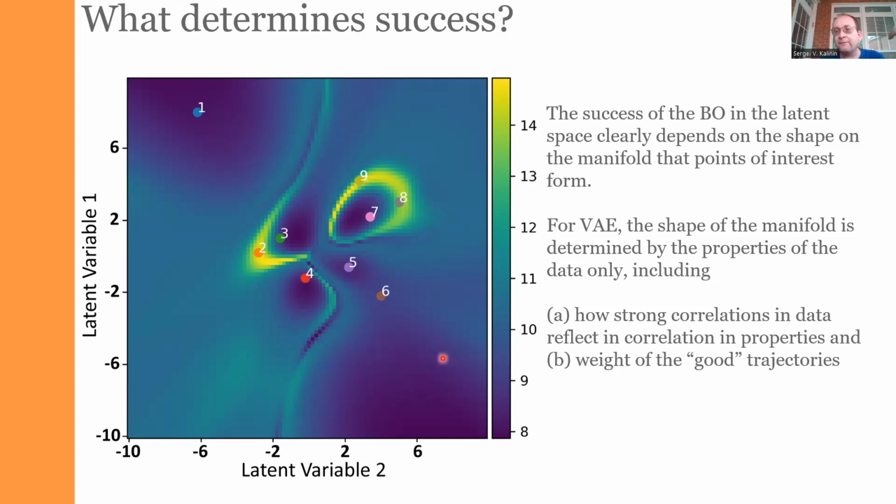So for example, if I somehow end up having five times more bad trajectories that don't give me the functionality that I'm interested in, then my good regions would be squeezed to the smaller part of the latent space, and correspondingly finding them will become much more complicated.